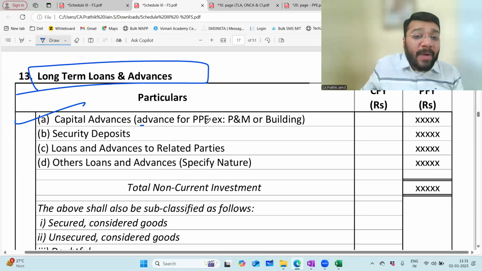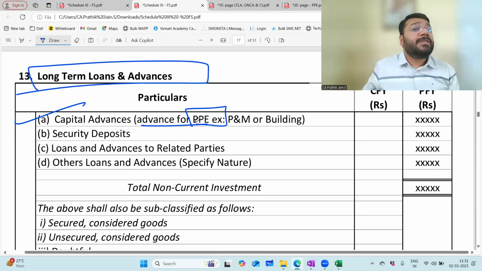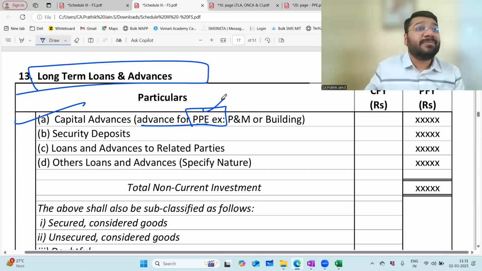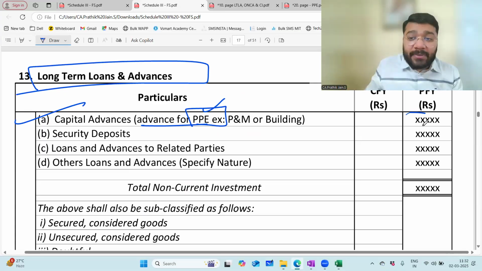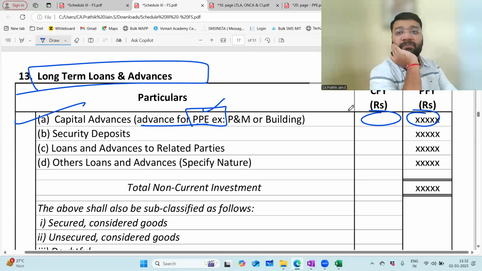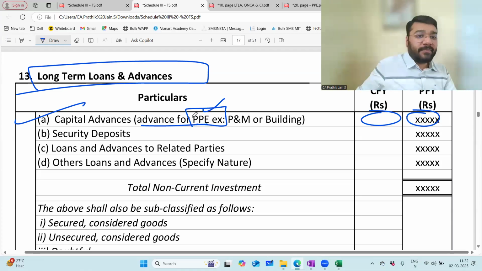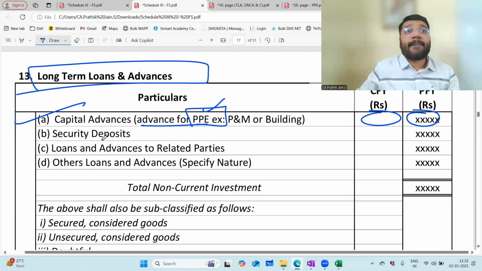Capital advances means advances for property, plant, equipment. Not just property, plant, equipment, even for intangible assets. If you're giving any advance and somebody else is developing in their premises, then that capital advance will also come here. Am I loud and clear? Online people, am I loud and clear? Yes, sir. Yes, sir.